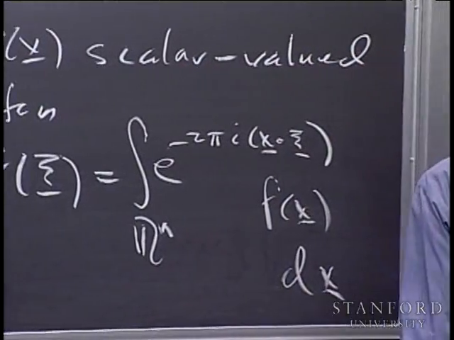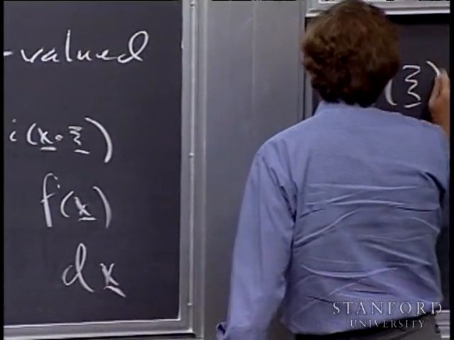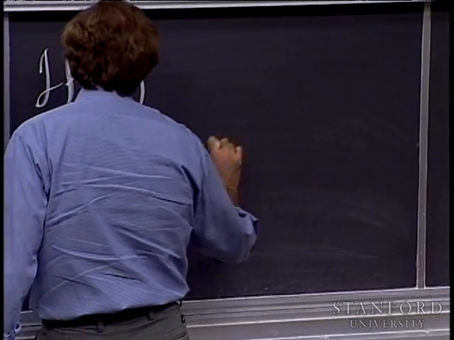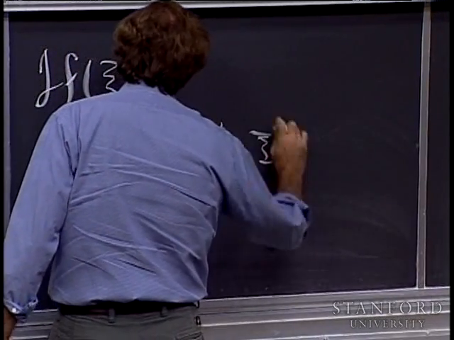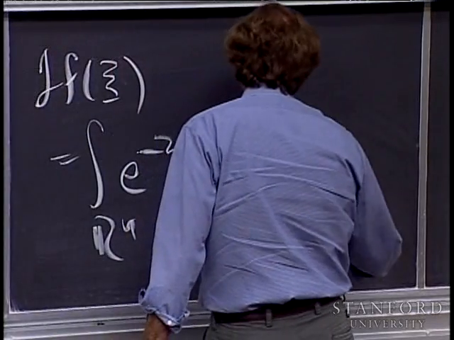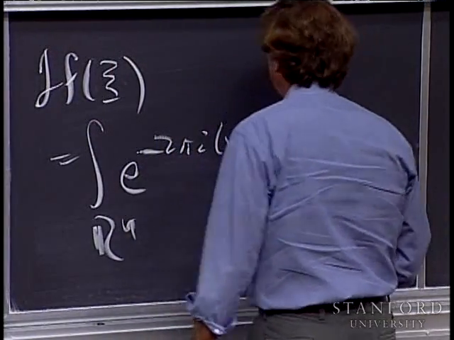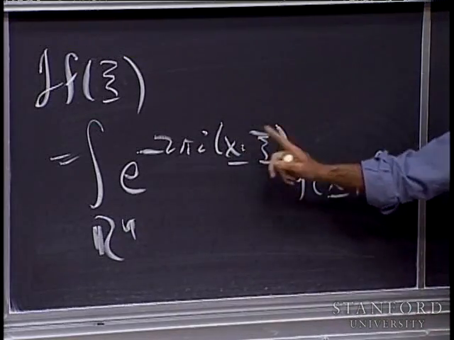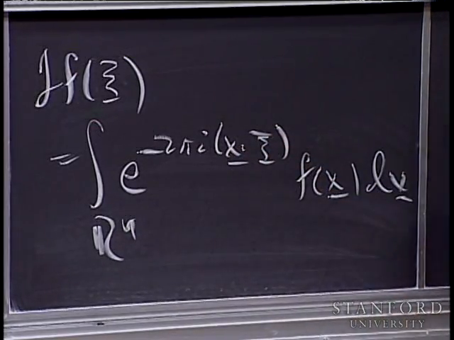So the Fourier transform of f at xi, I'm just going to rewrite it, is the integral over all space e to the minus 2 pi i x dot xi f of x dx. The new feature here is the dot product. All right, you take the dot product of the two vectors x and xi, and that gives you a scalar, and you take the complex exponential applied to that.